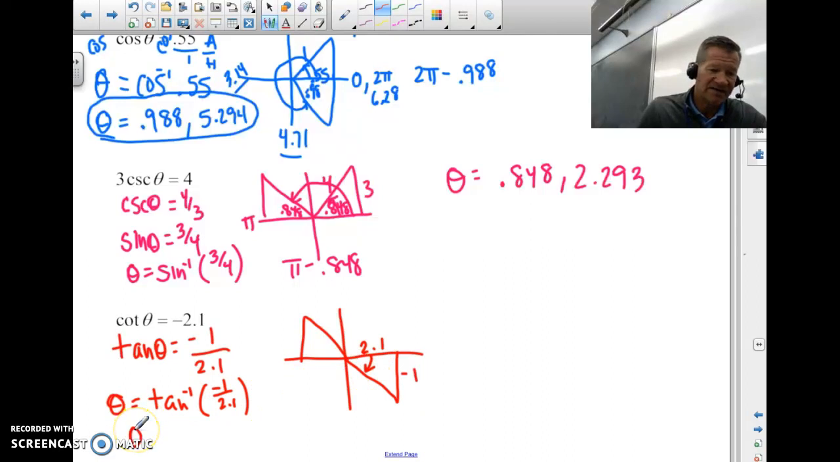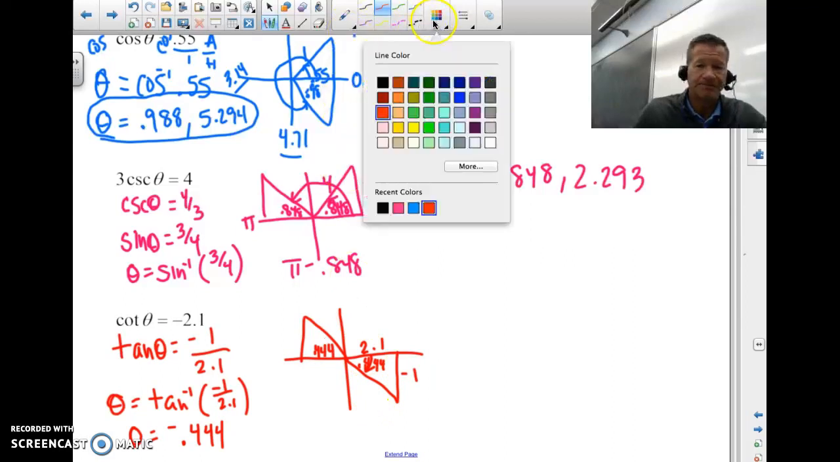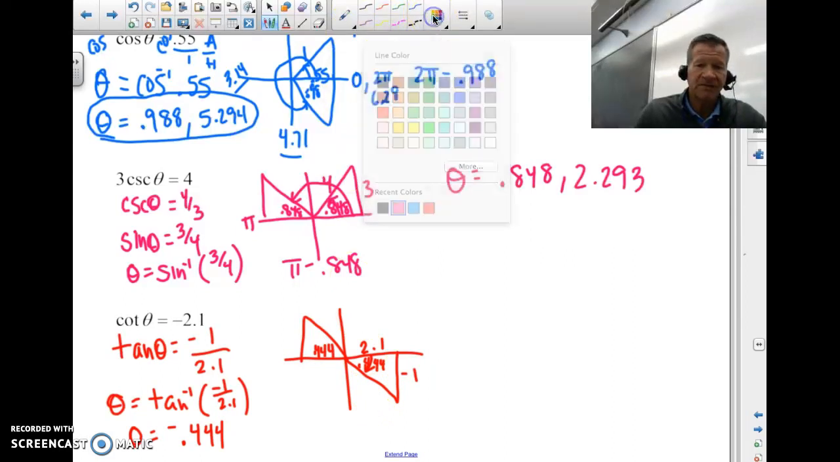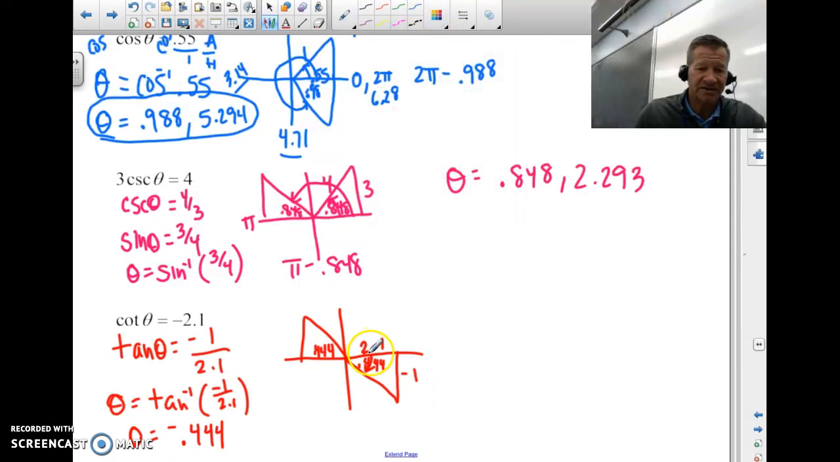Now, that's great, and it's good to know. Problem is, it's not one of my answers because it's not between 0 and 2 pi. So what good is it then? Well, it still tells me how big this reference angle is. These reference angles, even though I don't know an answer yet, I do know each reference angle is 0.444, right? So what I'm going to do now is figure out, okay, what are these answers between 0 and 2 pi? Well, one of them is right there. The other one goes all the way around to there.